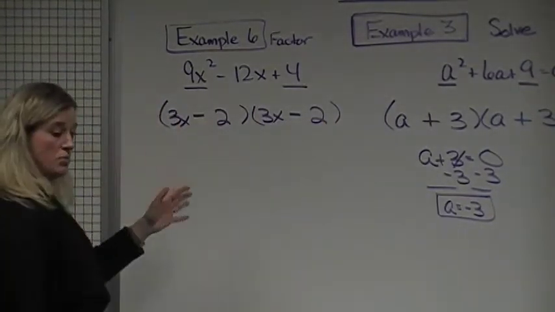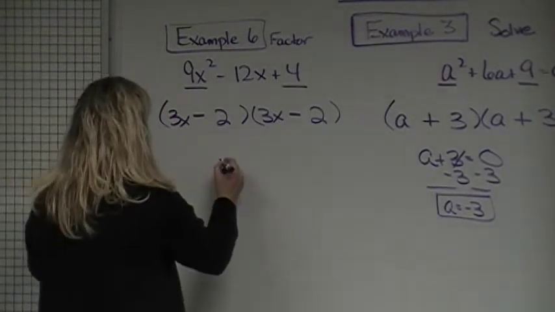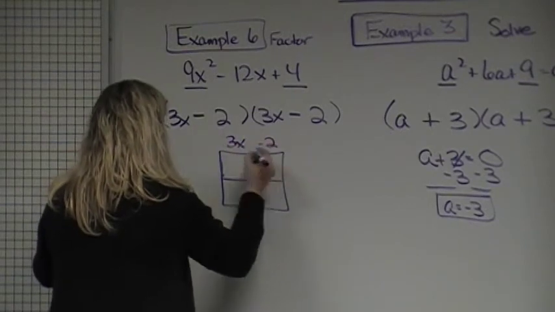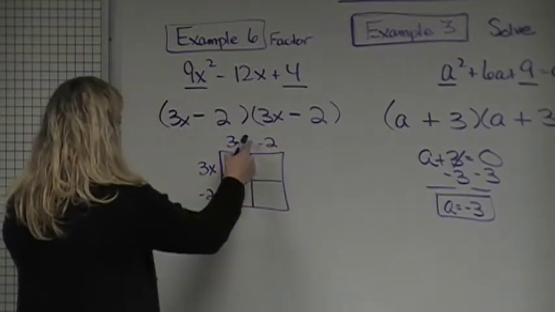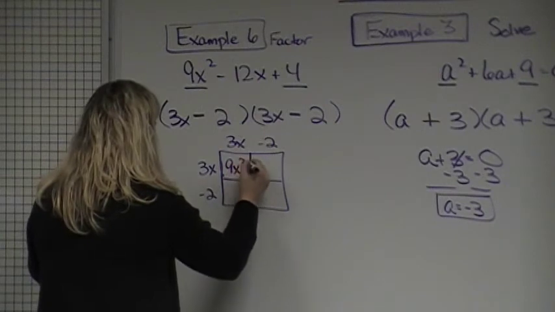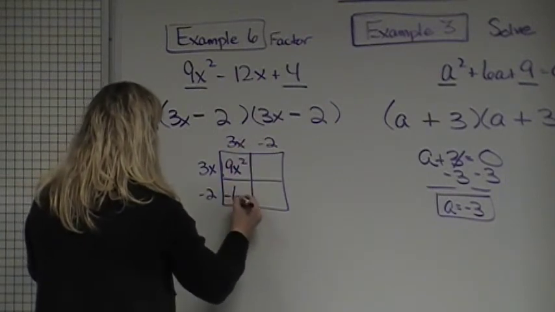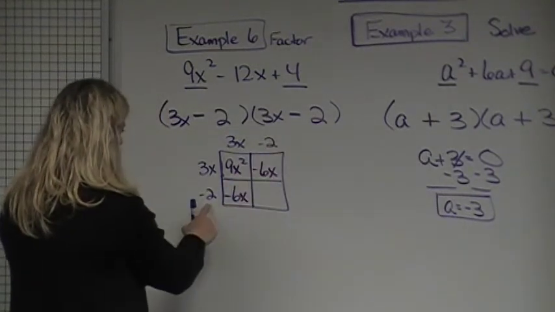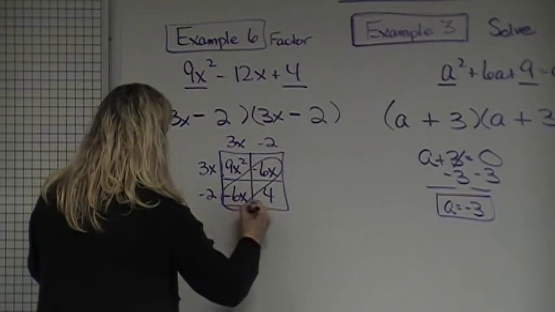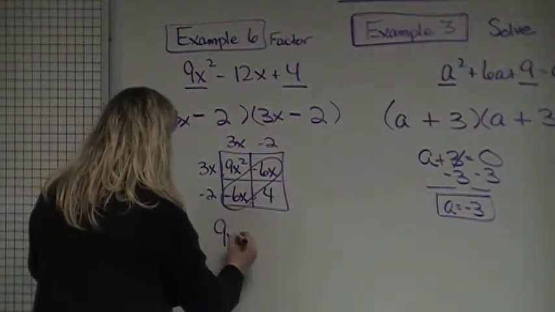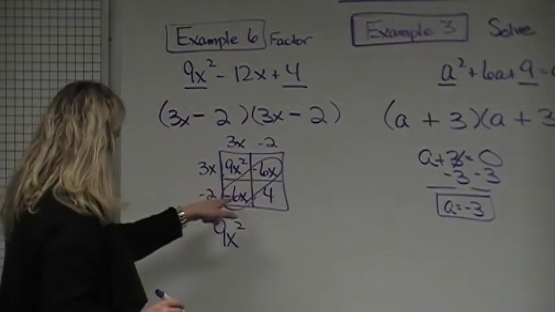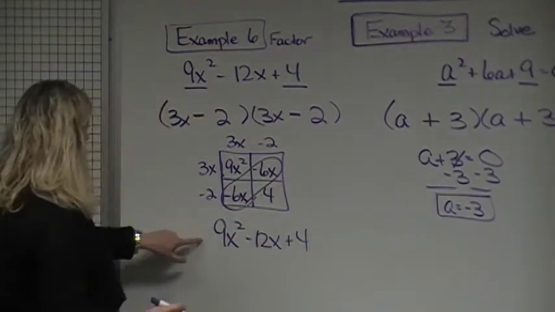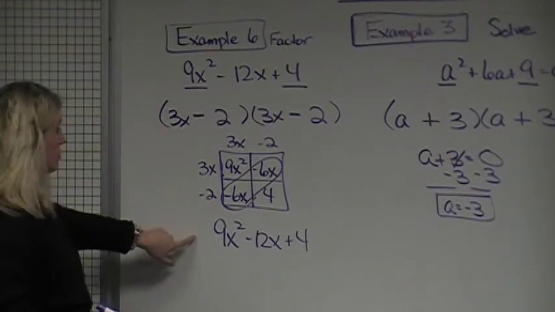Okay? We've factored it, but let's make sure it's right by using our table to check it. Okay, so 3x, negative 2, 3x, negative 2. 3x times 3x is 9x squared. 3x times a negative 2 is negative 6x. 3x times a negative 2 again is negative 6x again. And then negative 2 times a negative 2 is positive 4. Okay? Bring down our first term, 9x squared. Add our middle like terms, which is negative 12x. And then bring down our last term. If you notice, we did get what we started with, so this is a perfect square trinomial.